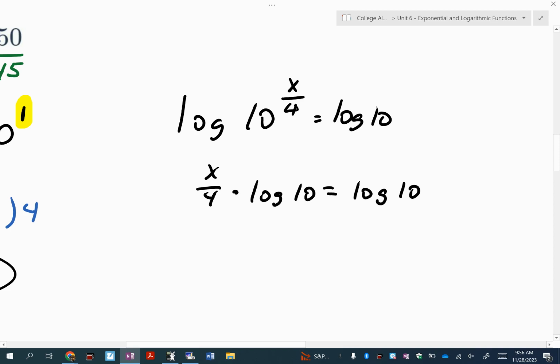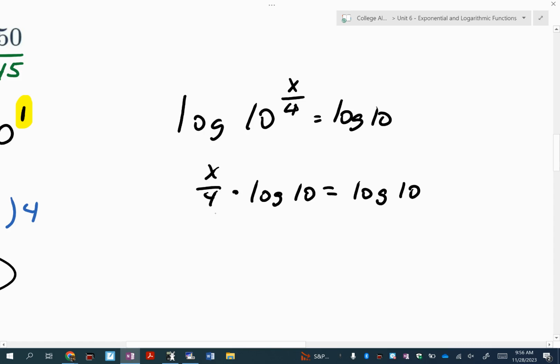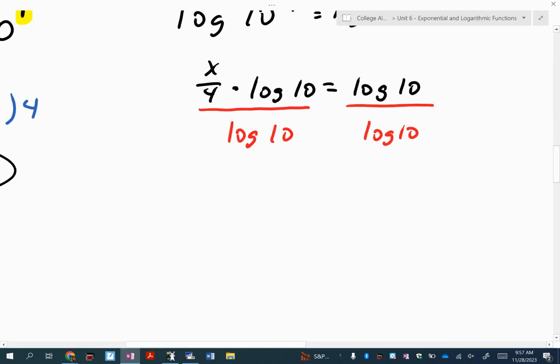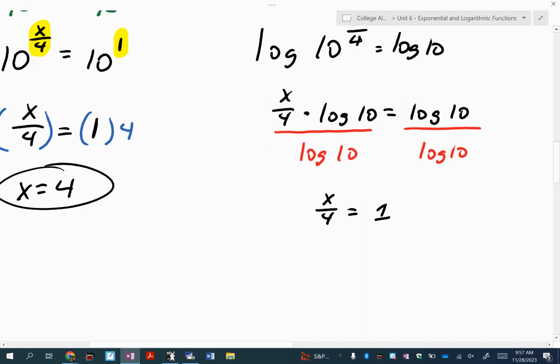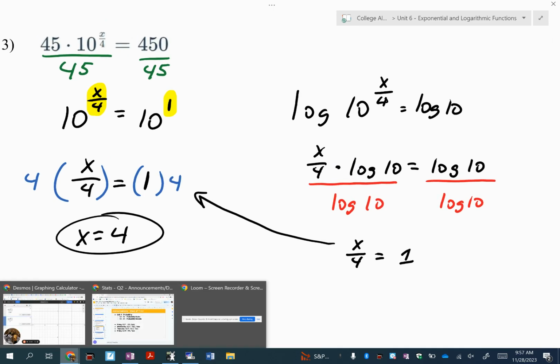Everyone okay? All right, now this one's a little trickier. If I'm going to get rid of that log of 10, I'm going to move it over by dividing. And what do you notice about that log of 10 divided by the log of 10? Just 1. So now you have x over 4 equals 1. Aren't we back to where we were? Didn't we end up in the same spot? Same as that. Any questions on number 3? That one is a pretty tricky one.